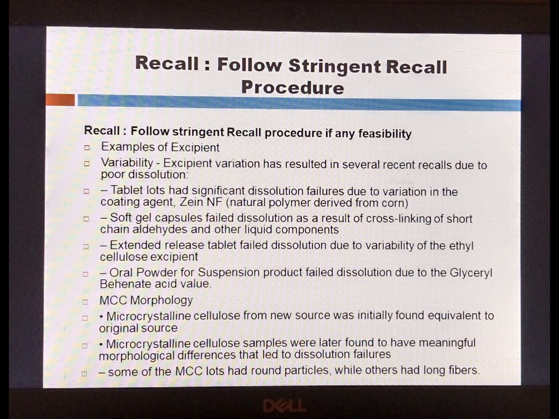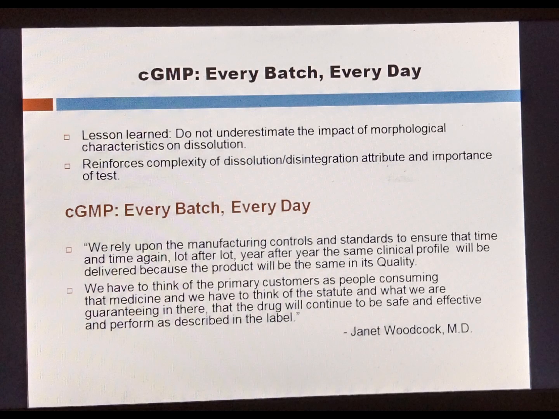MCC morphology. Microcrystalline cellulose from a new source was initially found equivalent to the original source. Samples were later found to have meaningful morphological differences that led to dissolution failure. Some of the MCC lots had round particles while others had long fibers. CGMP, every batch, every day. Lesson learned: do not underestimate the impact of morphological characteristics on dissolution. Reinforce the complexity of dissolution and disintegration attributes and the importance of the test. CGMP, every batch, every day.